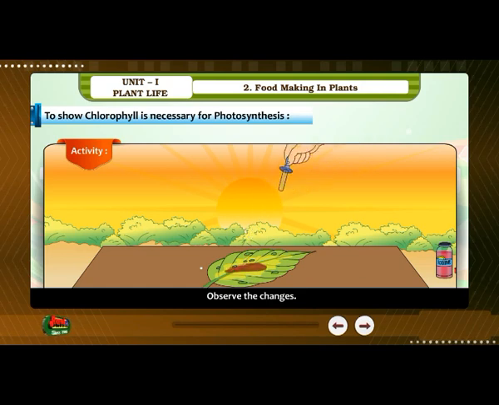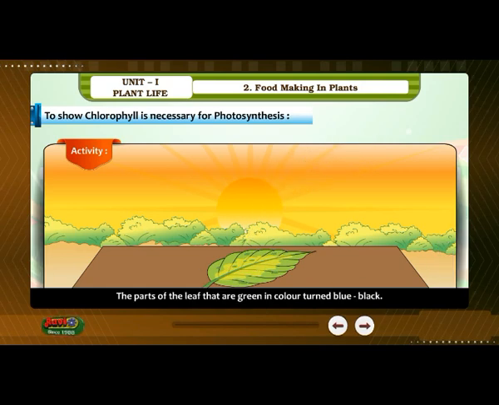Observe the changes. The parts of the leaf that are green in color turn blue-black. The non-green parts did not turn blue-black. This shows that chlorophyll is essential for photosynthesis.